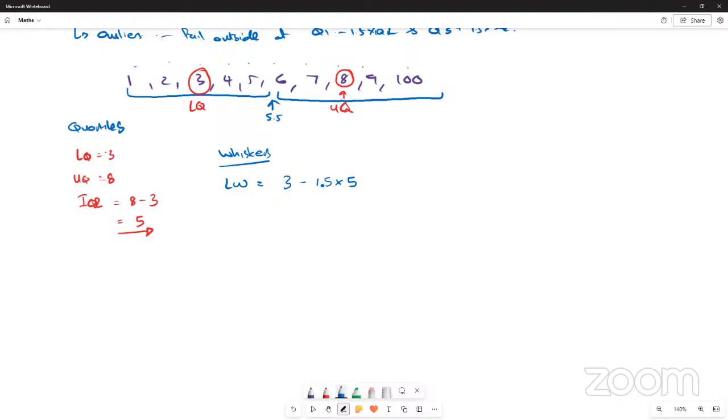All right, we'll double check that. So it's going to be 1.5 times the interquartile range. Now that's going to end up in a negative space. If it ends up in a negative space, that means it's outside. So this is going to be 3 minus 5 times 1.5, which is 7.5, giving negative 4.5. So that's way out.